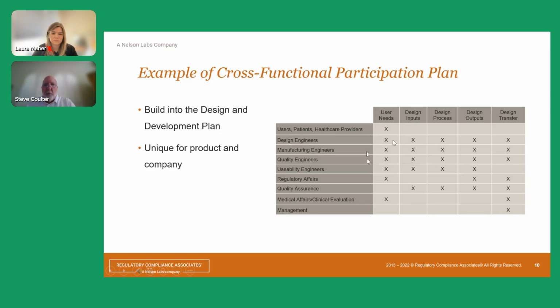Each one of these plan grids is going to be unique. Each product is different. Each company is different. Different people wear different hats. This is simply one example. So for user needs, I need to make sure I gather the input from everybody. Quality assurance on this one didn't want to be part of that because they're going to sign off on the user needs as it gets formalized in the inputs.